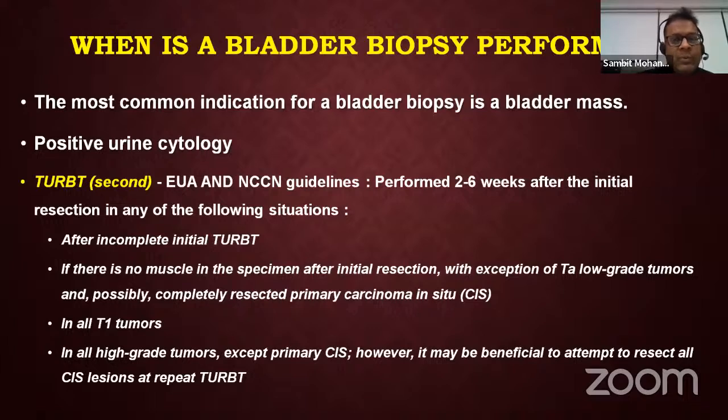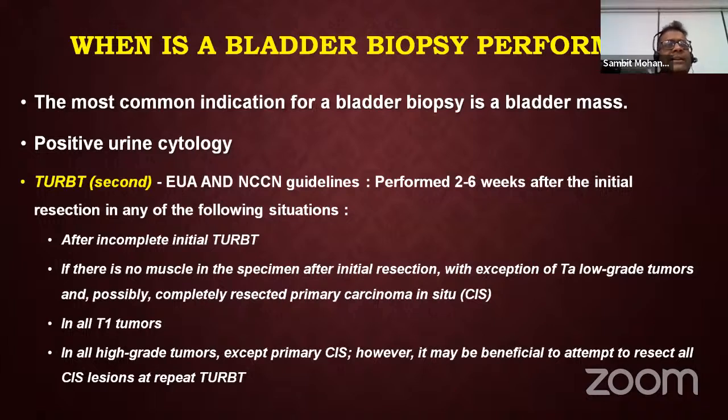But if it is a T1 lesion, regardless of the grade, low or high grade, or if there is carcinoma in situ, they possibly get into the bladder again for TURBT, because CIS is a high-grade lesion. The CIS in the bladder is not like the CIN. When we have CIS, it gives rise to a high-grade bladder cancer. CIS never gives rise to a low-grade bladder cancer.